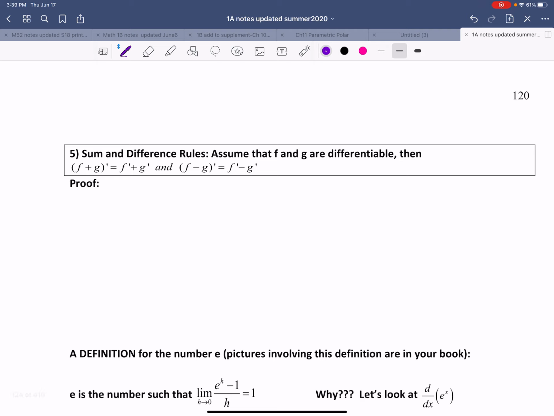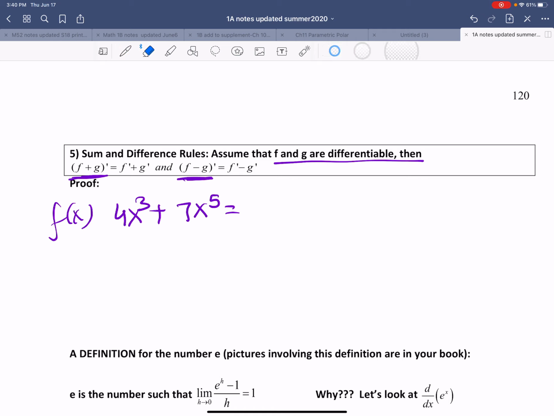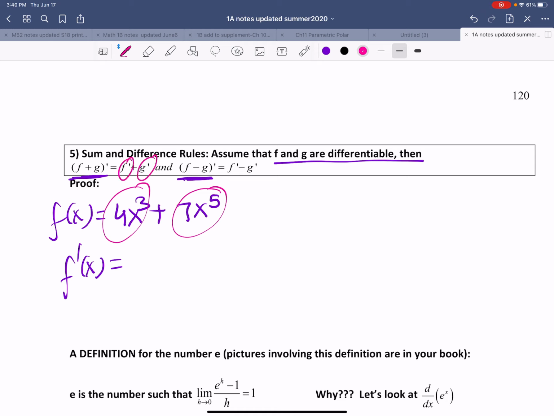Sum and difference rules. Assume f and g are differentiable, then the sum of the two functions is also differentiable, and their difference is also differentiable, and you can take the derivative of the pieces. For example, 4x to the third plus 7x to the fifth. What's going to be the derivative here? If this is my function f of x and I want to find f prime of x, I can do the derivative of the first piece plus the derivative of the second piece. Your f piece is 4x to the third and g piece is 7x to the fifth. So that gives me 12x squared plus 35x to the fourth.